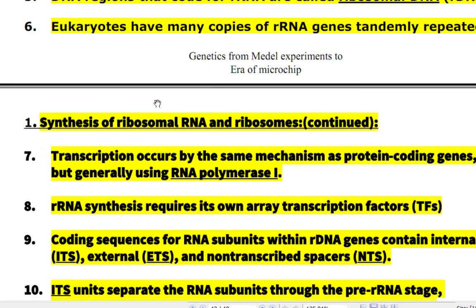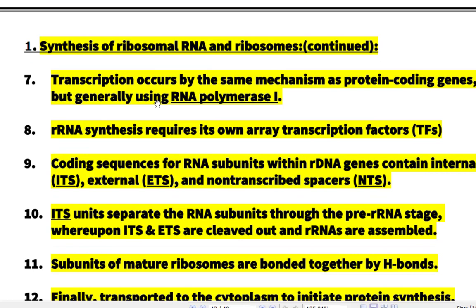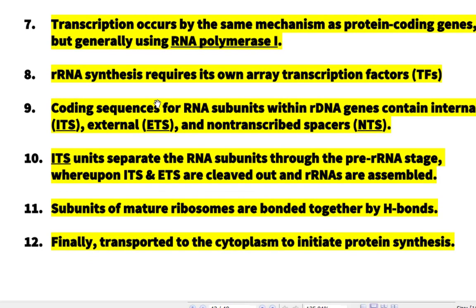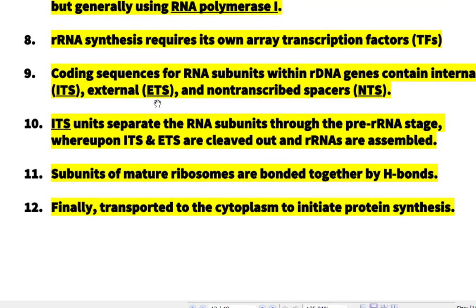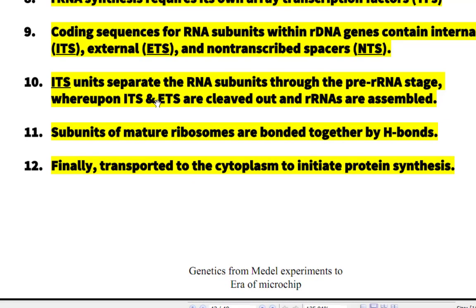Eukaryotes have many copies of the ribosomal RNA gene randomly repeated. Synthesis of ribosomal RNA and ribosome transcription occur by the same mechanism as protein coding genes, but generally using RNA polymerase I. Ribosomal RNA synthesis requires its own array of transcription factors. Coding sequence for RNA subunits within the ribosomal DNA genes contain internal transcribed spacers (ITS), external transcribed spacers (ETS), and non-transcribed spacers.